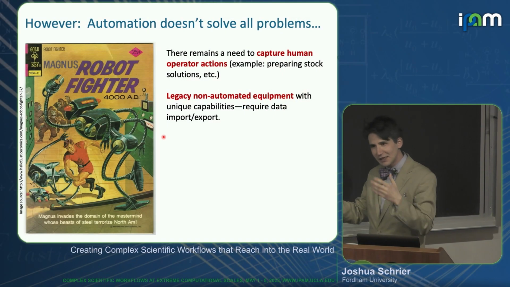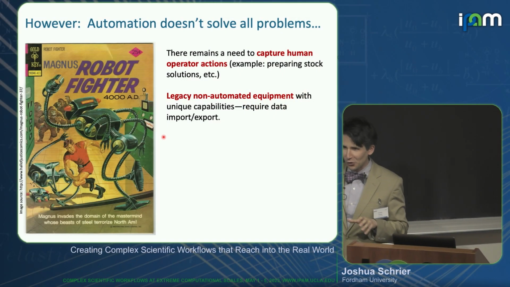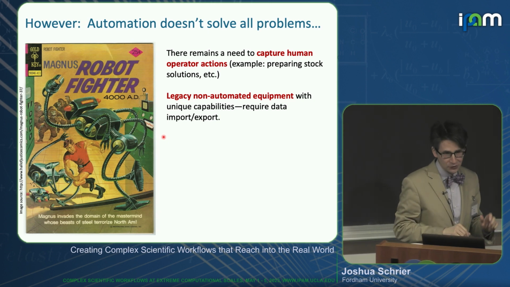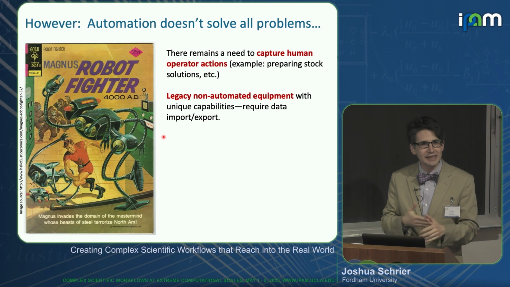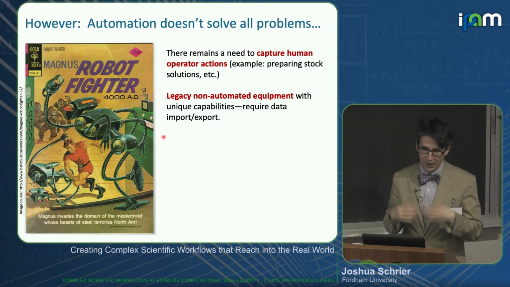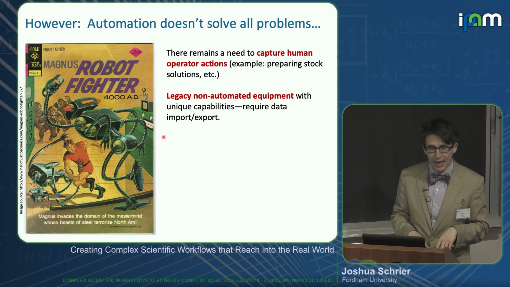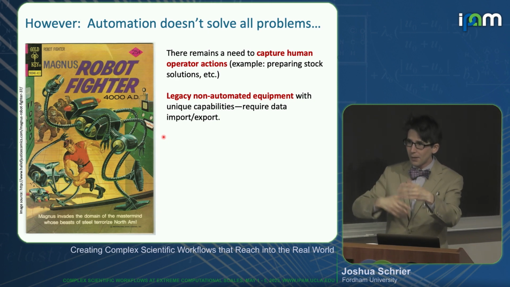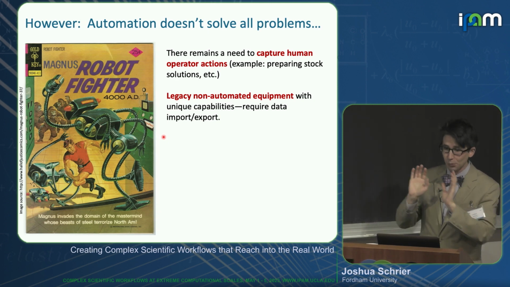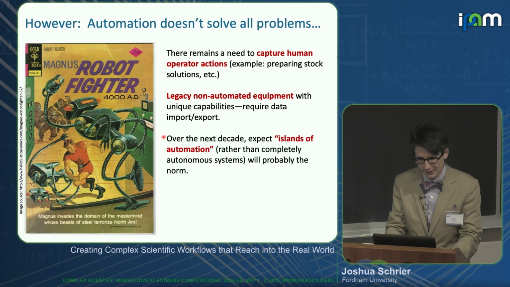I think another thing too, while this vision of a completely self-driving laboratory where everything gets shuttled from one instrument to another is very appealing, I think that certainly there's a lot of legacy non-automated equipment that exists, right? And that has unique capabilities. And so we also need some way of importing data from these capabilities and exporting experiment plans to those capabilities.